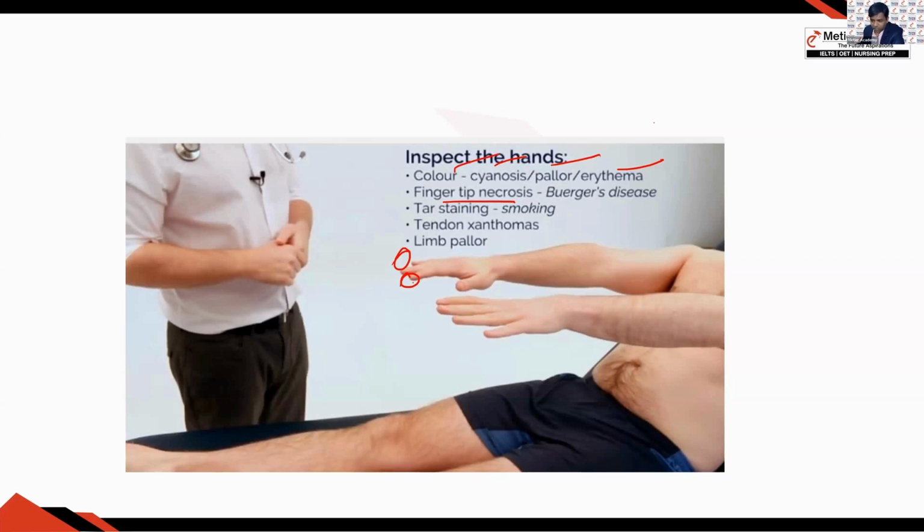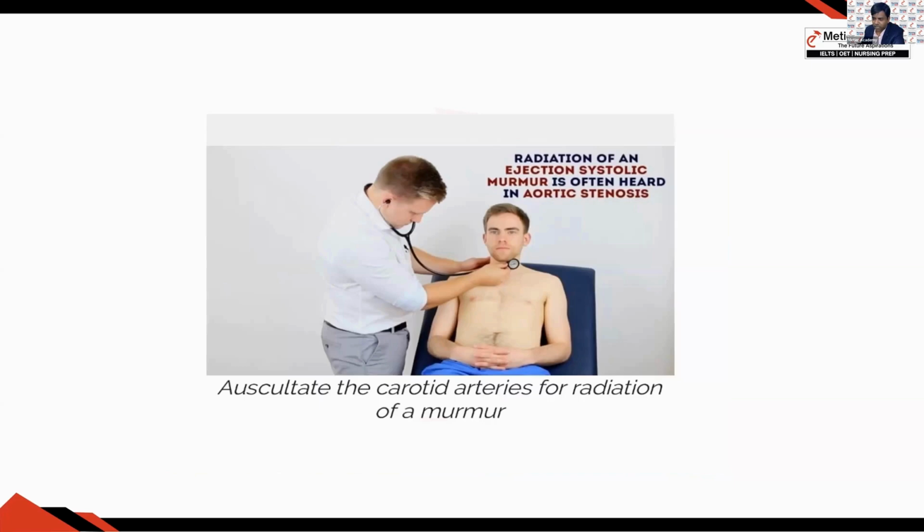Yes, fingertip necrosis is Buerger disease. Tar staining is smoking. Tendon xanthomas also, and limb pallor also we can assess. So in the hand we can assess this much. And murmurs, they assess for ejection systolic murmurs. Also from the doctor's point of view, they assess murmurs in the carotid arteries.